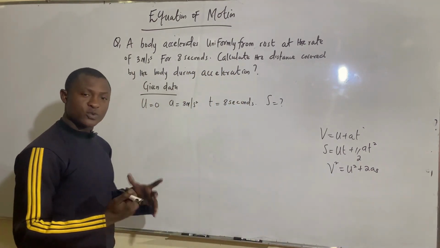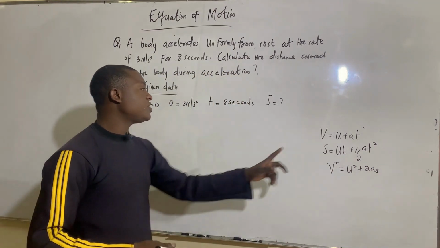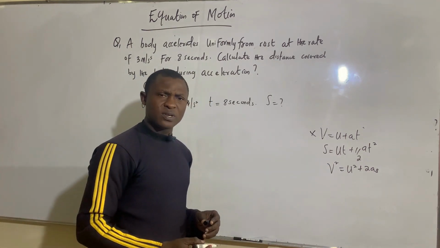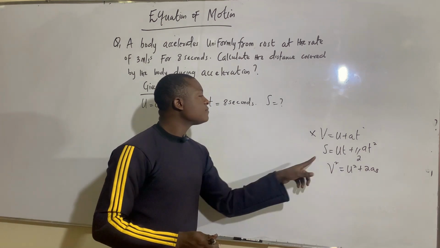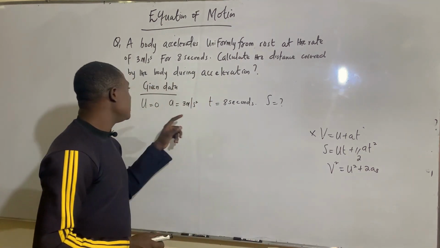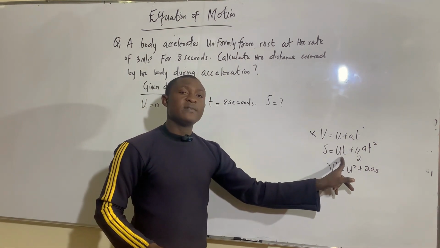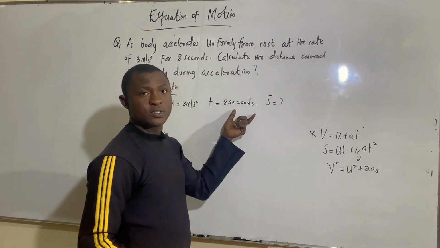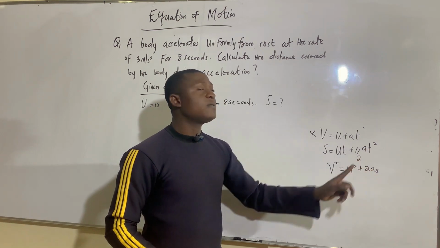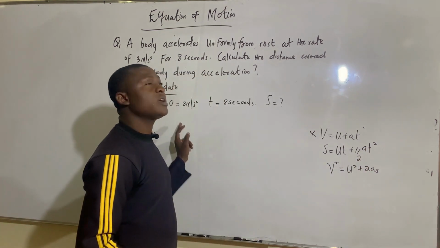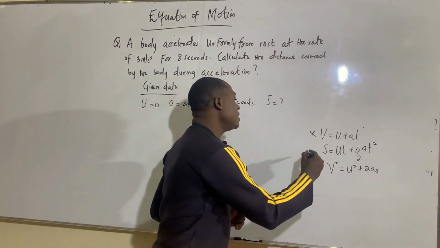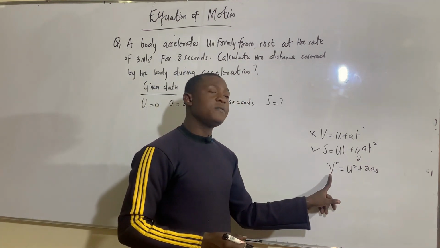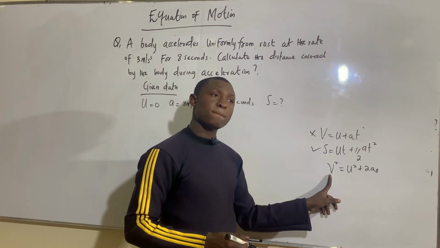Now you will check which one of these three equations satisfies this data. Can we apply the first one? Let's check it together. Do we have final velocity? No, so this one is not applicable. I hope you are following. Can we apply the second one? We have to find the distance, and yes, distance is there. Do we have initial velocity? Yes. Do we have time? Yes, of course. Do we have acceleration? Yes, we are given. That means the second equation satisfies the condition. But let's check the third one. Do we have v, which is final velocity? Of course, there's no v.